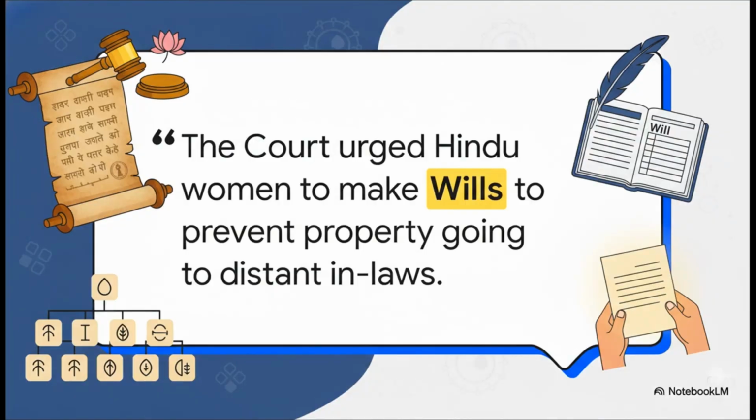Now, this source-based rule has become pretty controversial. In fact, the Supreme Court itself has commented on it. A judge recently called it potentially discriminatory, especially when a woman's own self-acquired property could go to her husband's distant relatives instead of her own parents. The court didn't strike down the law, but it gave some very strong advice. It urged Hindu women to write a will to ensure their property goes exactly where they want it to.